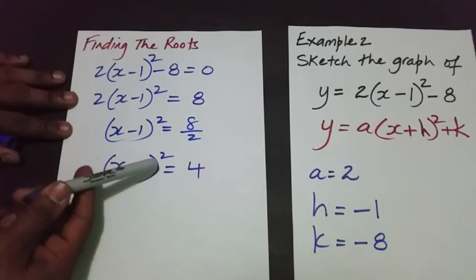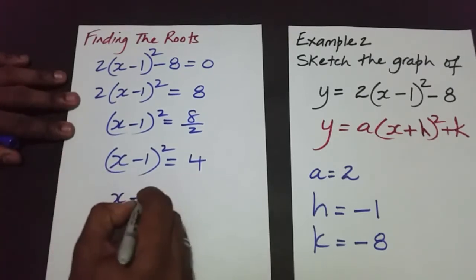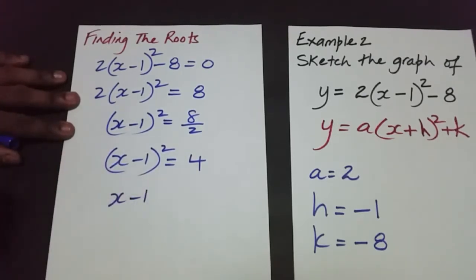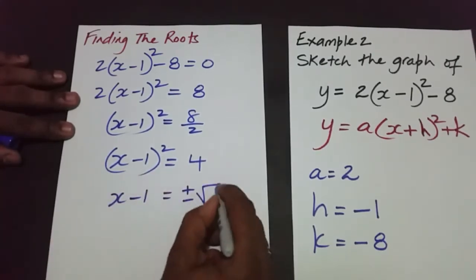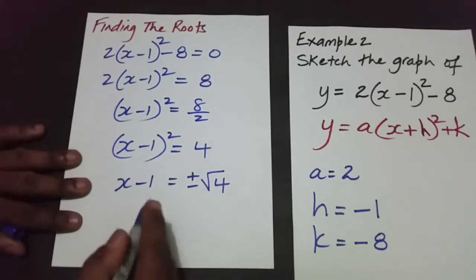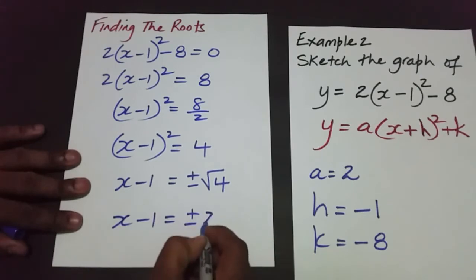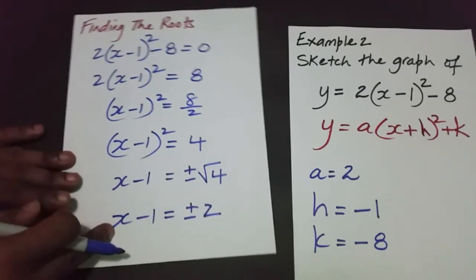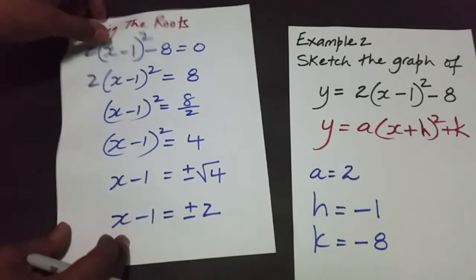Now, we need to get rid of the square, and obviously the opposite of square is square root. But remember that when you're solving a quadratic equation, you're going to get two values. And that is where this comes in now. When you square root a number, it's a plus or a minus of that number. So what we have is x - 1 equals plus or minus 2. And what we can do now is break off to get the two different values for x.